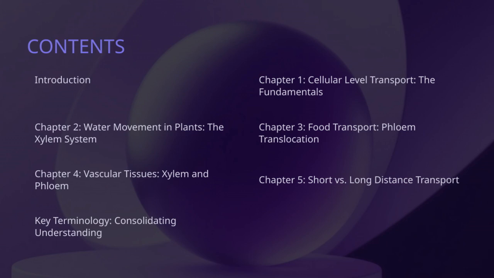These chapters are interconnected, each building on the previous one, giving us a comprehensive picture of plant transport systems. This overview sets the stage for a detailed exploration of the fascinating ways plants move vital substances internally.